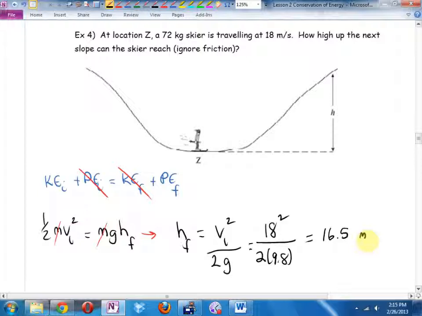Here's the nice thing. Again, energy is a scalar. What if, instead of this hill, don't write this down, what if the hill was really, really steep like that? Doesn't matter. They'd still reach 16.5 meters in height. Or what if the hill was really, really shallow like that? Doesn't matter. They'd still reach 16.5 meters in height. Well, energy is a scalar. It doesn't care about the direction that you took to get there. All it cares about is before and after.